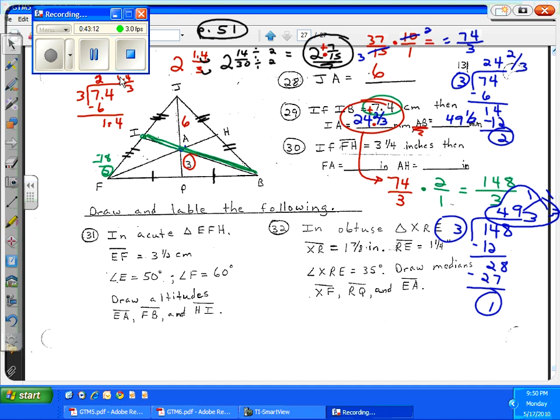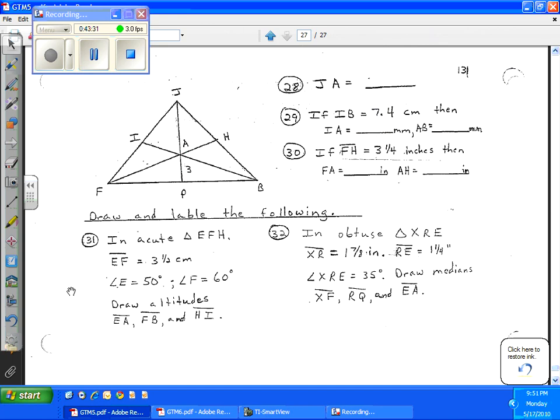That's a 49 and 1/3. I'm going to write it one more time just so we get it in there right. 49 and 1/3 millimeters. Okay. All right. Number 30.